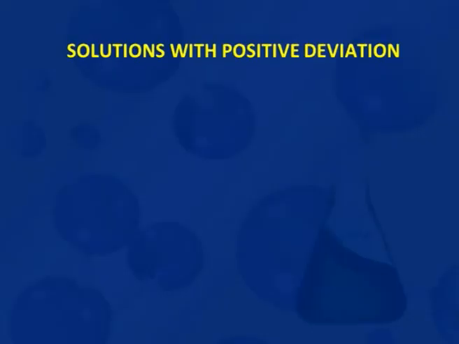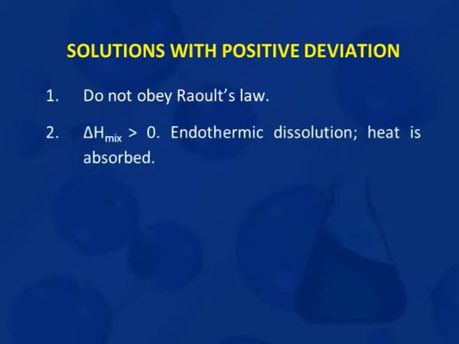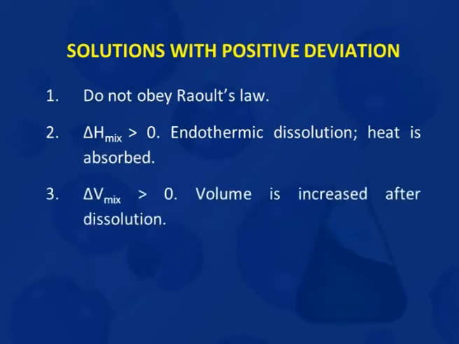First type of non-ideal solutions are those which show positive deviation. These solutions possess some characteristics. They do not obey Raoult's law. Delta H mixing is always greater than 0, meaning there is endothermic dissolution and heat is absorbed during solution making. Delta V mixing is also greater than 0, volume is increased after dissolution.